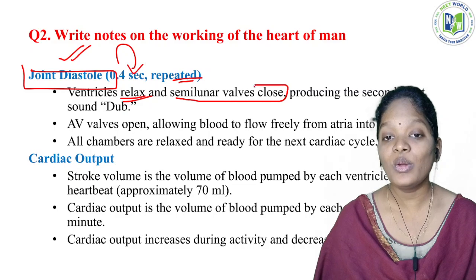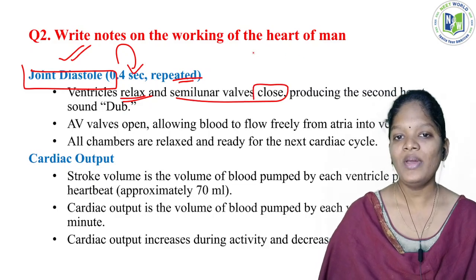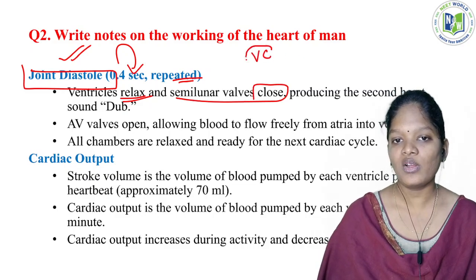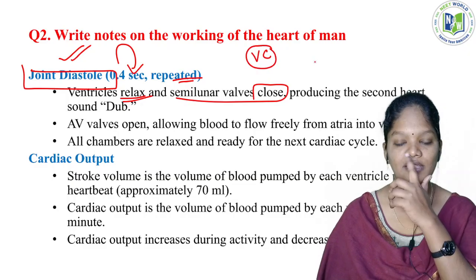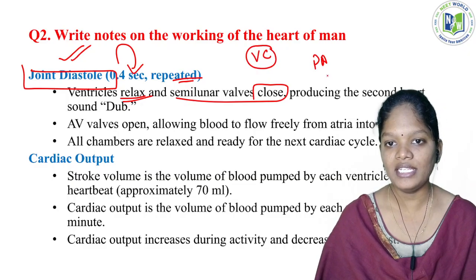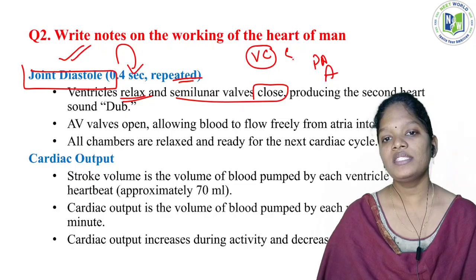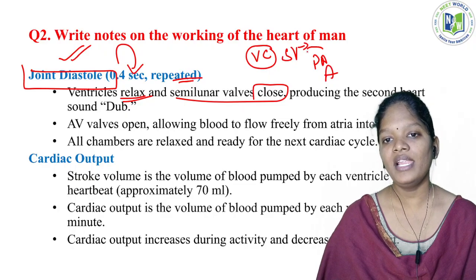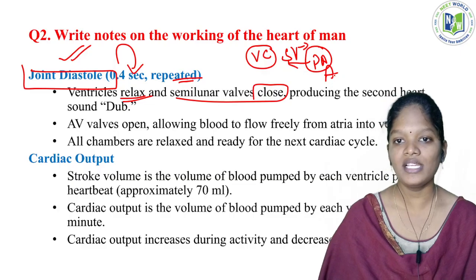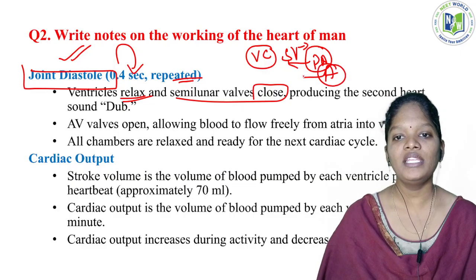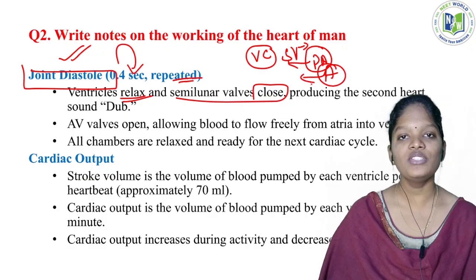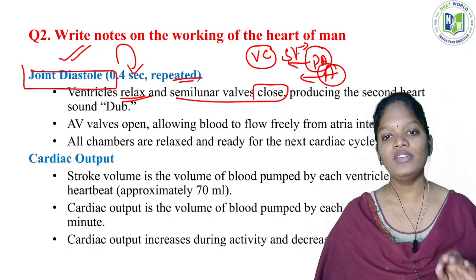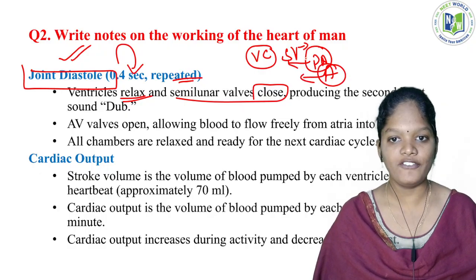The semilunar valves are closed. Why? Because immediately after the ventricular contraction, the blood is present in the pulmonary artery and the aorta. If the semilunar valves were open, the blood present in the pulmonary artery would enter the right ventricle, and from the aorta it would enter the left ventricle once again. Okay, so that is a backflow. If the valves are closed, they can prevent the backflow.